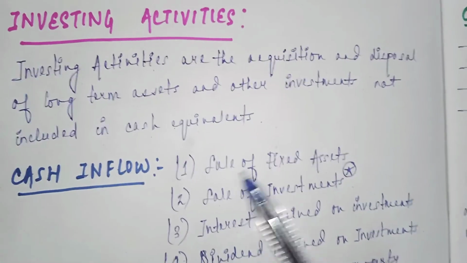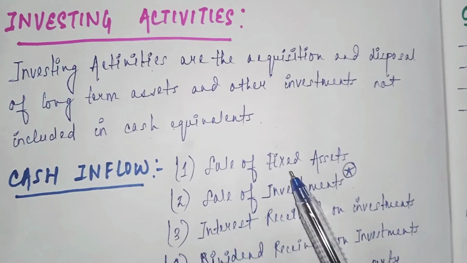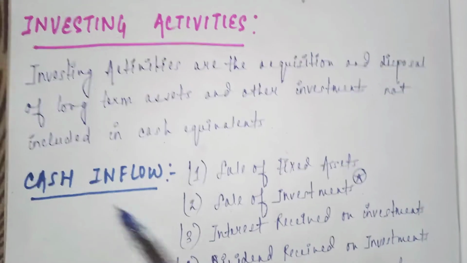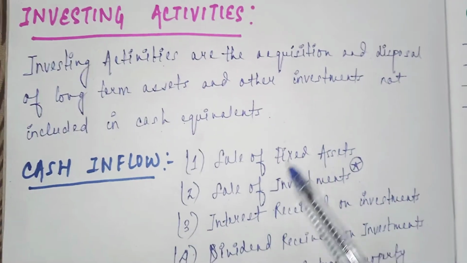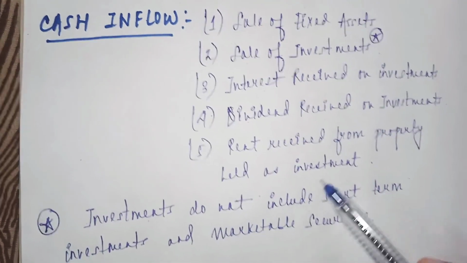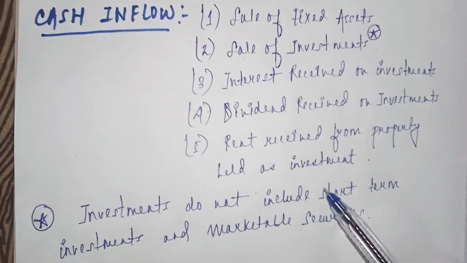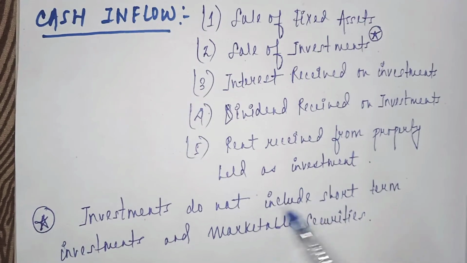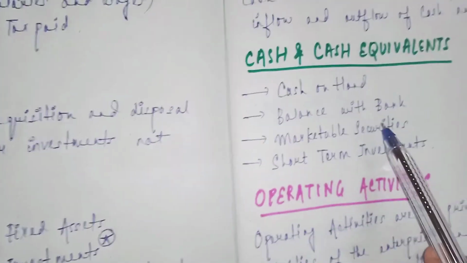Cash inflows that are involved in investing activities are sale of fixed asset. As I told you earlier, any fixed asset that is sold leads to inflow of cash in investing activities. Any sale of investments. In case of investments, you need to remember that the investments do not involve any short-term investments and marketable securities, as the short-term investments and marketable securities lead to cash and cash equivalents.